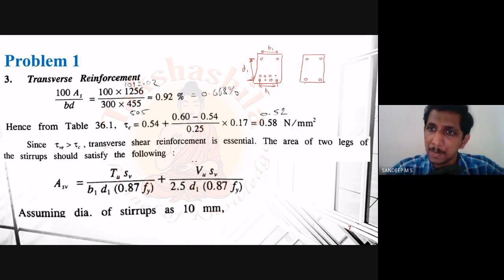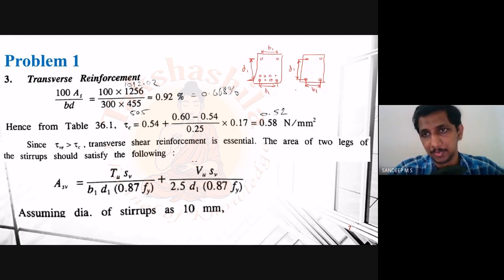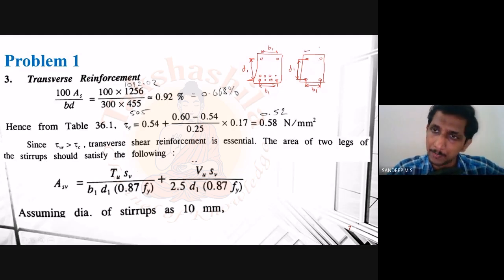This is the very, very minimum case. In this case, B1 means the distance in the horizontal direction from the center of this left reinforcement to the center of this right reinforcement. So this corresponds to your B1. Similarly, in this particular case, D1 corresponds to the distance from the center of this bar to the center of this extreme bar. This is your D1. Is this clear to you?